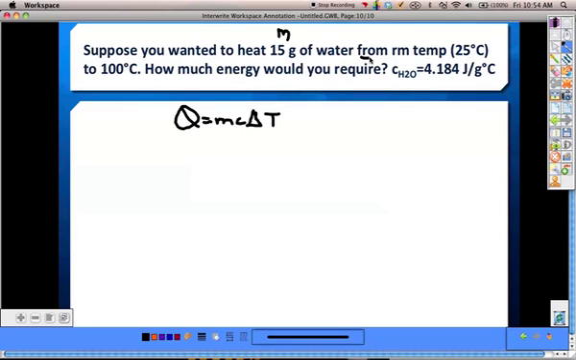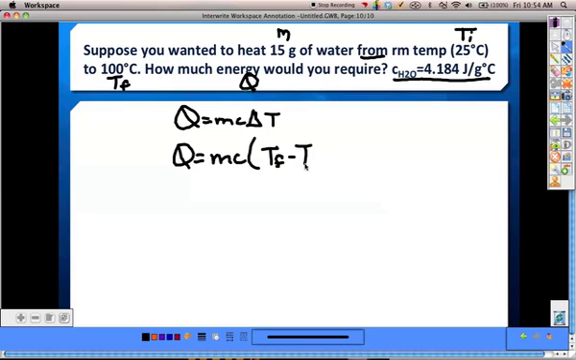So when it says from that temperature, that means it's my initial temperature, Ti, to my final temperature, Tf, of 100 degrees Celsius. How much energy would you require? So we're looking for Q. C is given to us. The C of water is always 4.184 joules over grams degrees Celsius. So I have Q is equal to mc, and it didn't tell me the temperature change, but it told me the temperature final and the temperature initial. So I'm going to have to plug both of those in.